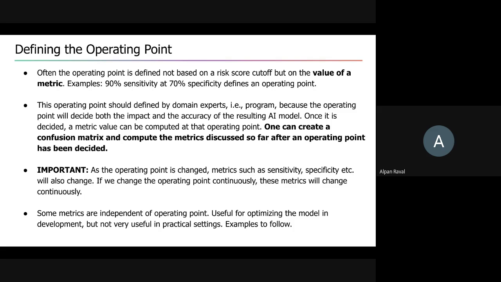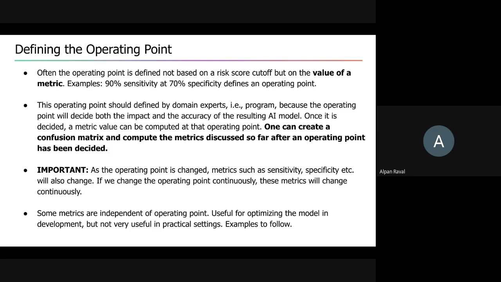Ideally, the operating point should be defined by program folks, domain experts, because the operating point will decide both the impact and the accuracy of the resulting AI model. And once you decide the operating point, then you can compute your whole confusion matrix, compute sensitivity, specificity, precision, recall, etc. But that can only be done after the operating point is decided.